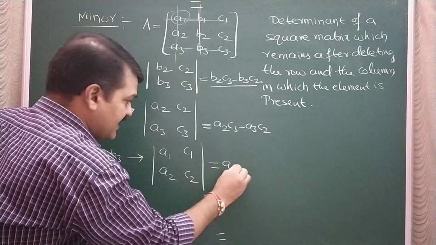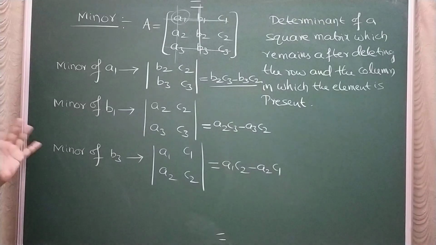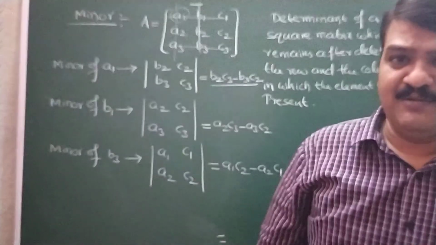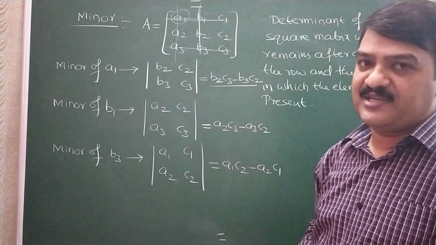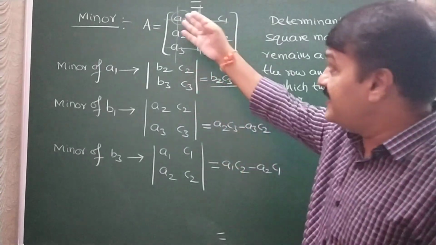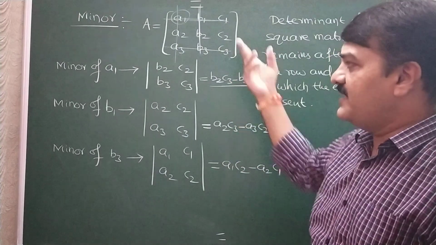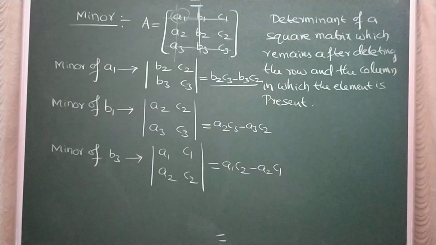What is that? A1, C2 minus A2, C1. So this is the way we are going to find minor of any element. When you are discussing a 3 by 3 square matrix, minor of any element we can write like this. We have 9 elements in the matrix, so we can write minor of each element in this process. So this is the process for finding minor of an element.